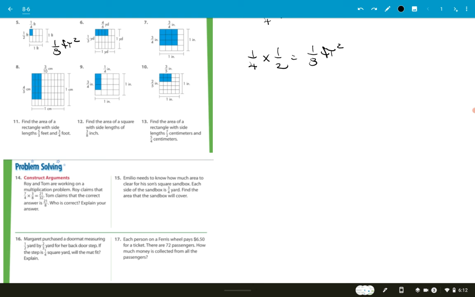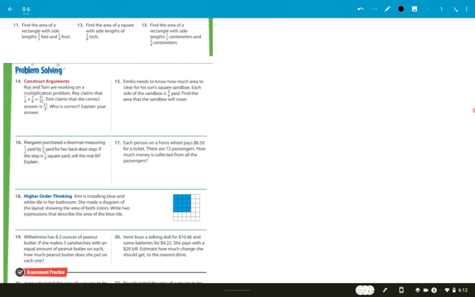Number 13, find the area of a rectangle with a side length of centimeters. So it's going to be something centimeters squared. That's going to be your answer. Okay? Without the question mark, you have to figure it out.